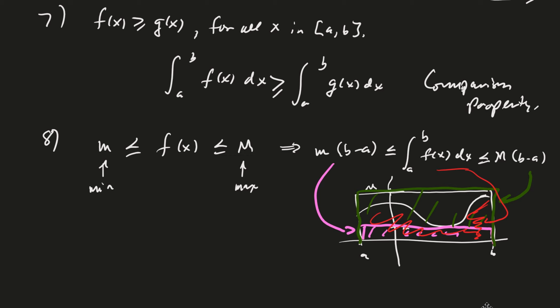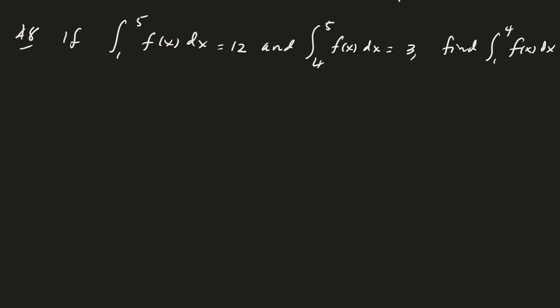All right, so now we want to use these properties and try out a few examples and exercises. One second, I'll pause and I'll write up the first problem. Okay, so in this first problem, we're told that the integral from 1 to 5 of f of x dx is equal to 12, and the integral from 4 to 5 of f of x dx is equal to 3. And we want to find the integral from 1 to 4 of f of x dx.